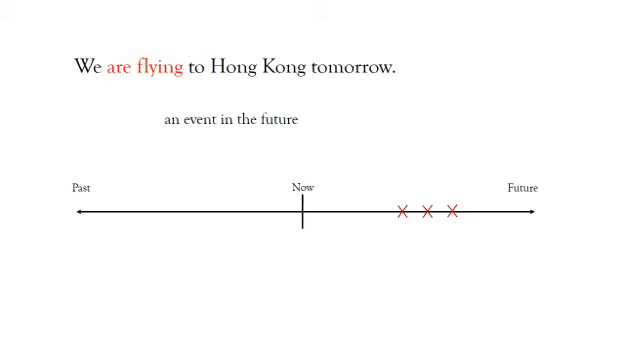So we are in the present moment, we are now, and in the future we are doing something. And this marks the future time. This is present progressive tense. Even though it is present, it is used in a manner that marks the future time.